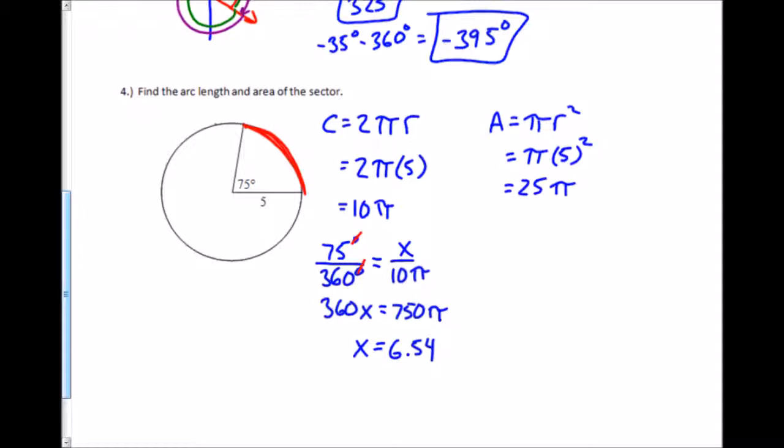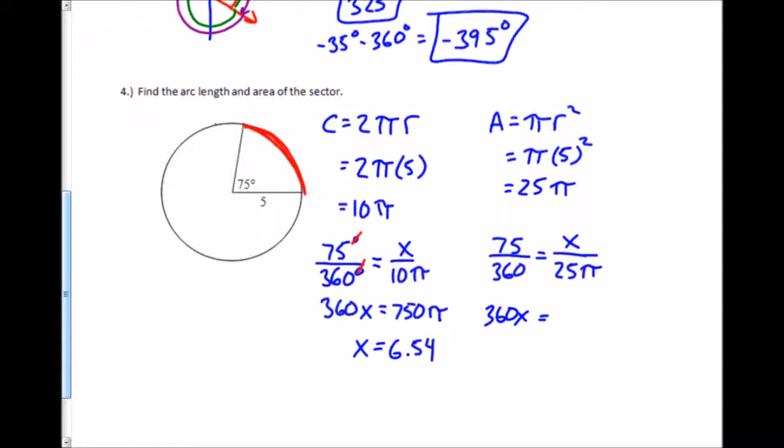That's my area. And I just want a piece of that area. The piece is represented by 75 degrees. So the portion I'm looking at is 75 out of 360. And I want to know how much that is out of the 25 pi. So again, the piece I'm looking at is 75 degrees over the total. I want to know the piece, which is x over the 25 pi.